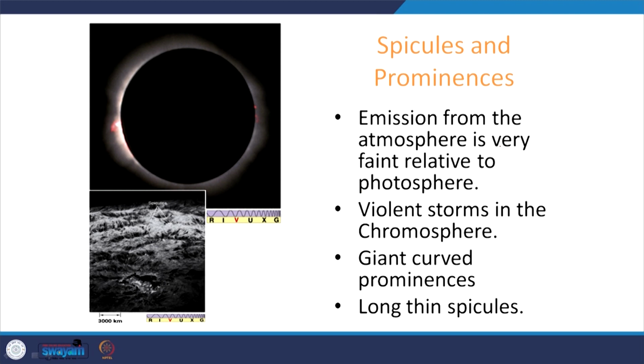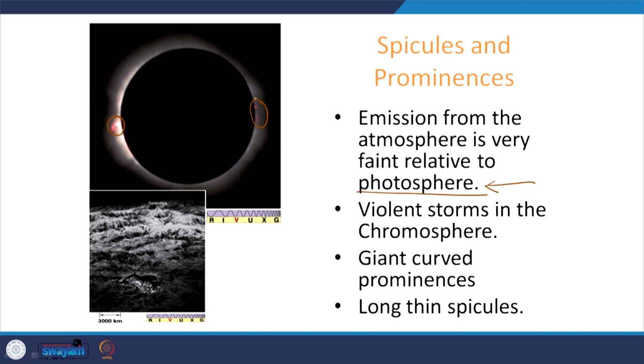Emissions from the atmosphere are very weak in comparison to the photosphere. That means you have a very strong background, which is the photosphere. If you draw a spectrum, the photosphere is a very bright source. In front of that source, you will never be able to see every other emission. That is the reason that you keep the moon between you and the sun, and then you will be able to see these minor, or spectroscopically insignificant, features only at the times of a solar eclipse.